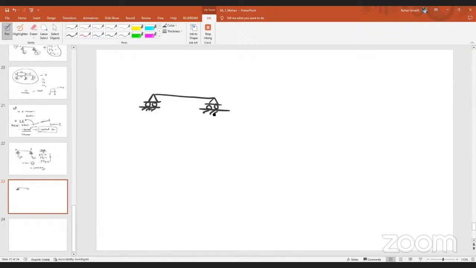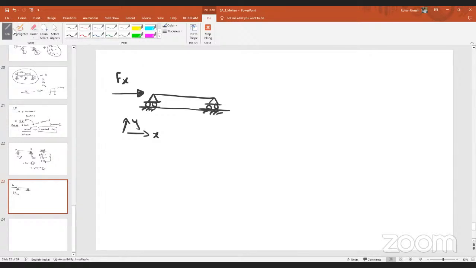Can you tell me why it is unstable? 3 equations, 2 unknowns, sir. No, forget about the number of equations. The number of equations we have already seen, right? Look at the problem and tell me why it is unstable. Only translation, sir. Imagine rigid body movement. Yeah. If I apply a force along x direction, what do you think will happen to this problem? Will it stay there or will it move away? It will move away, right?